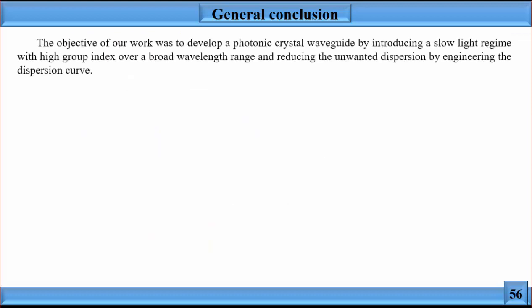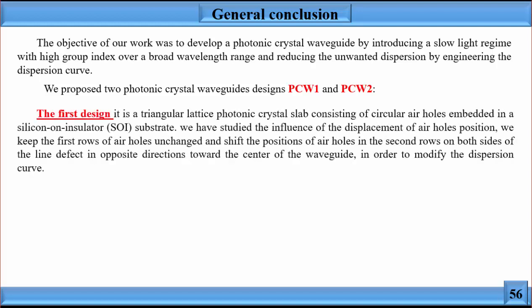Slide 56. The objective of our work was to develop a photonic crystal waveguide by introducing a slow light regime with high group index over a broad wavelength range and reducing the unwanted dispersion by engineering the dispersion curve. We proposed two photonic crystal waveguide designs, PCW1 and PCW2. The first design is a triangular lattice photonic crystal slab consisting of circular air holes embedded in a silicon-on-insulator, SOI, substrate. We have studied the influence of the displacement of air holes position.